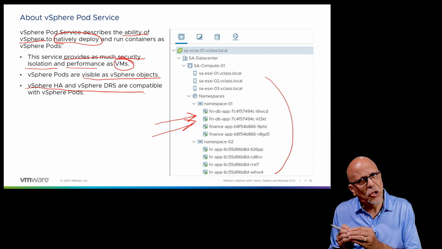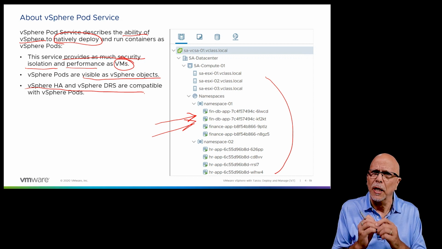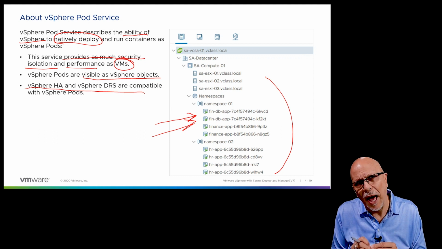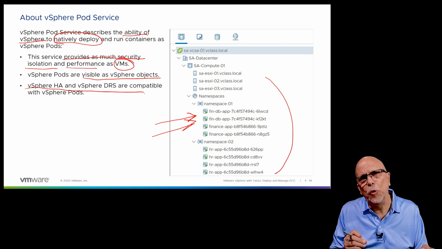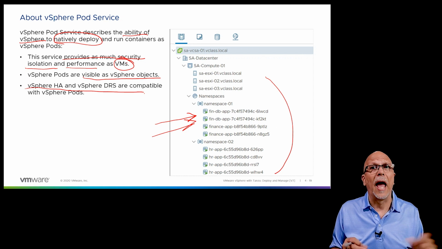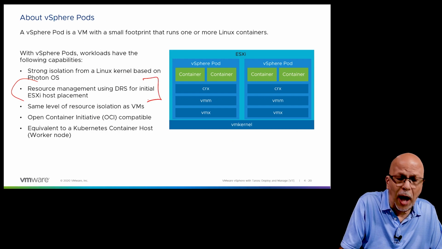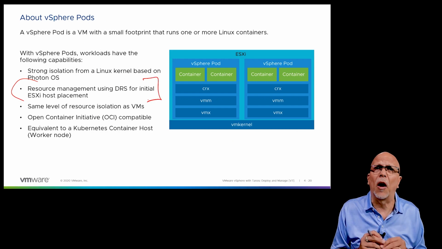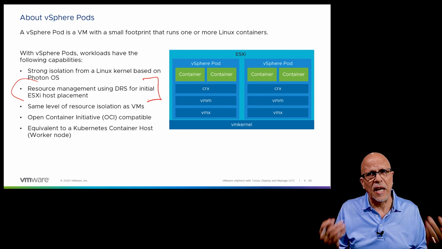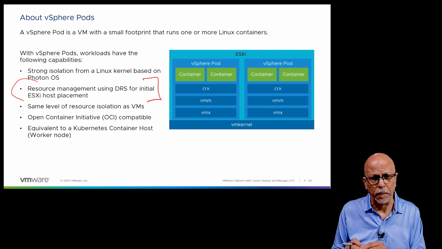From a DRS perspective, vSphere pods are not vMotionable, okay? That is something that isn't there just yet. So how are they DRS compatible? DRS does make recommendations on where to power on a virtual machine, as to which ESXi host. You can see that over here on our next slide. The resource management using DRS is just for the initial ESXi host placement, as to which ESXi host would have the most capacity to run the specific vSphere pod.